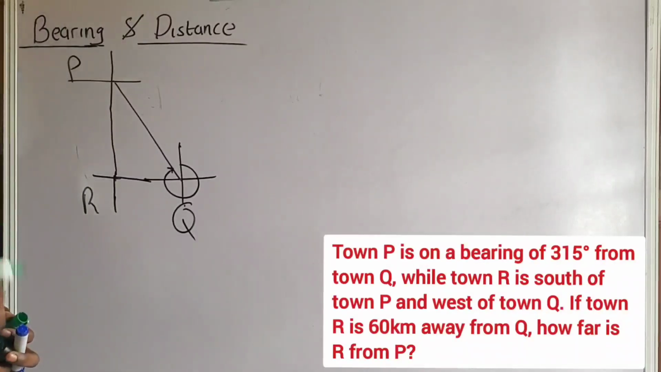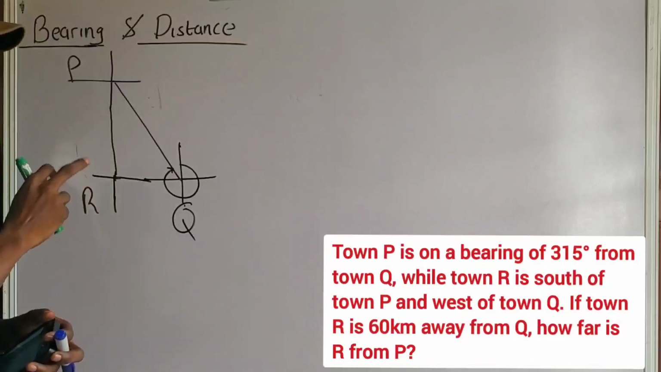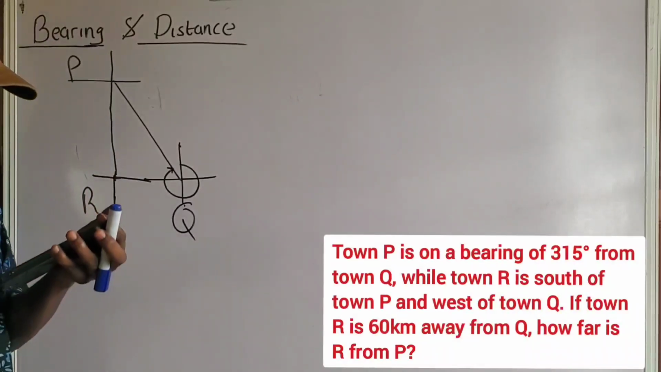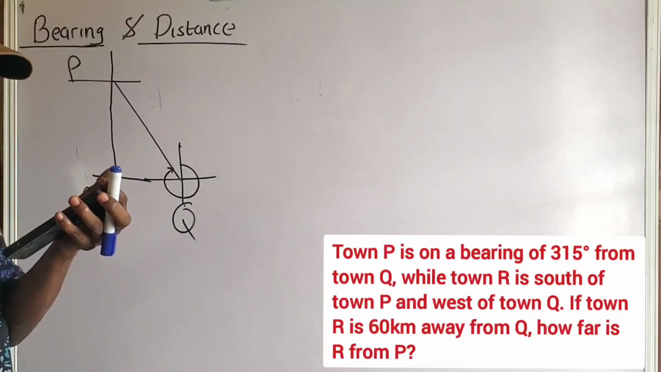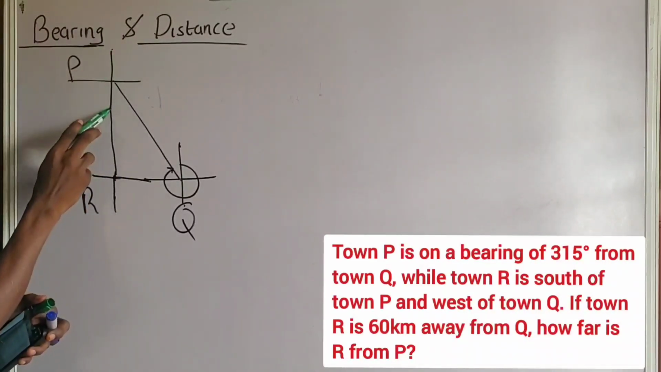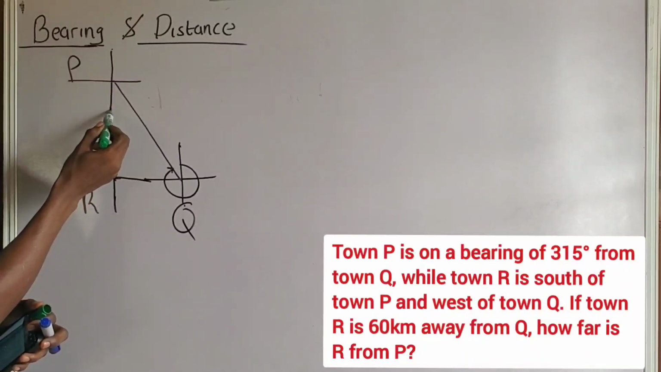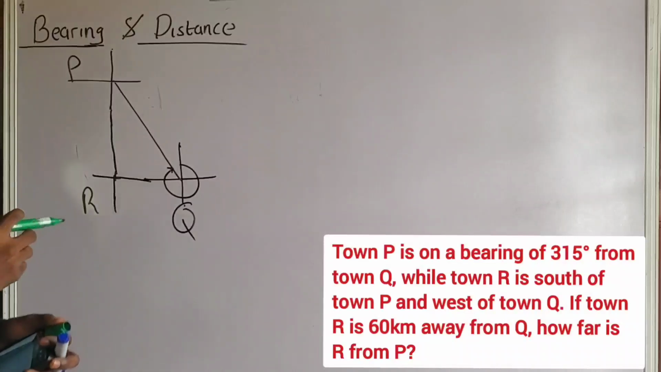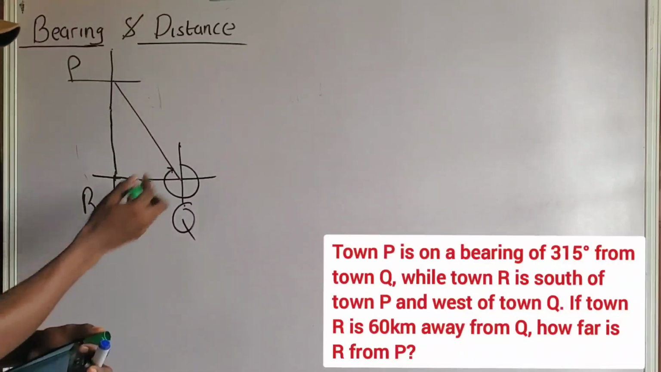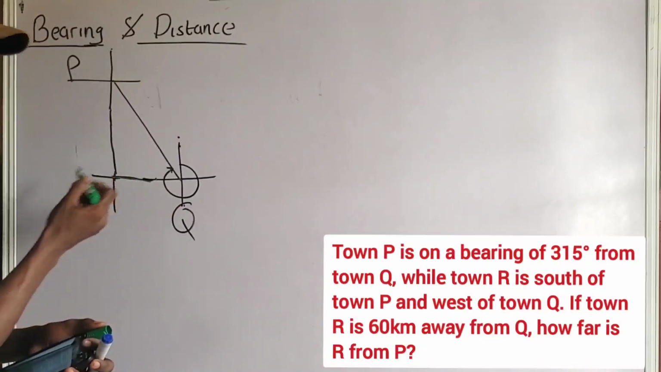If you didn't understand, listen to the explanation again. The question starts by saying that town P is on a bearing of 315 degrees from town Q. That means that the bearing of town P from Q is 315 degrees. Then another town R is south of town P. We know that in bearing, this is the north pole, this is the south pole, and town R is south of town P. So that means the direction of town R with respect to P is this. And this town R is also west of town Q. So this is north, south, west, east. So west is at this side. So this is town P and town R.